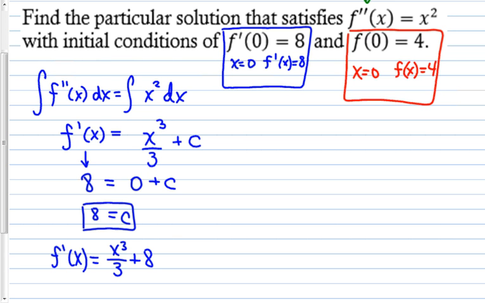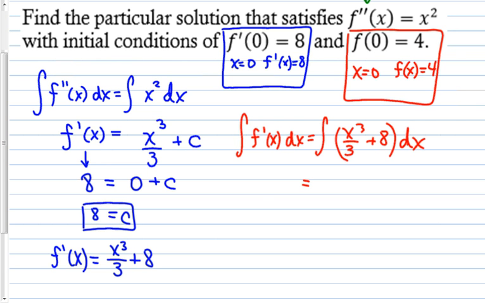Now, I'm supposed to go all the way. I need to find the original function. And the only thing we've done so far is find the derivative, the equation for the derivative. So now I'm going to integrate f prime to get f of x. So integrate x cubed over 3 plus 8 dx. Okay, so this will get me the original function.